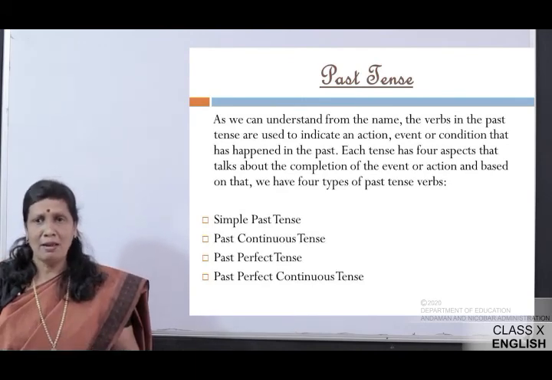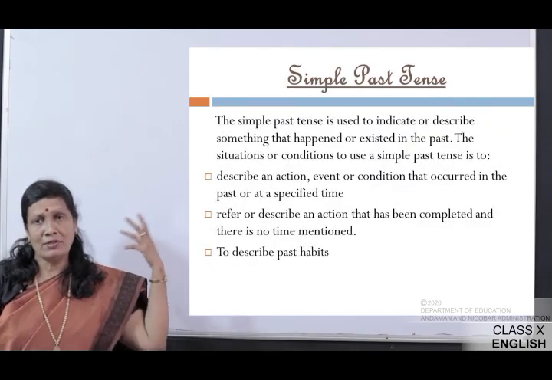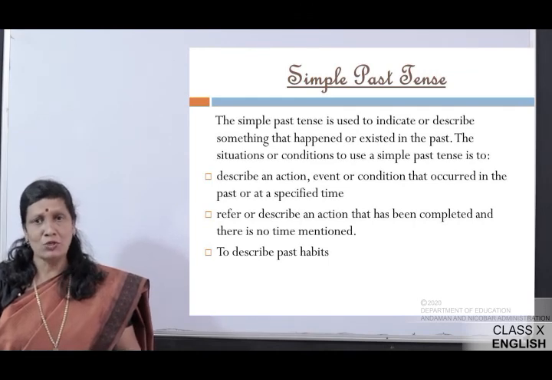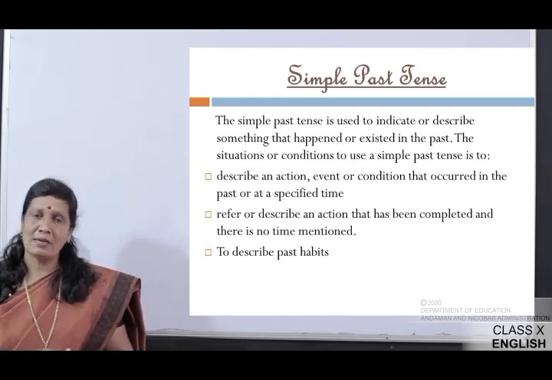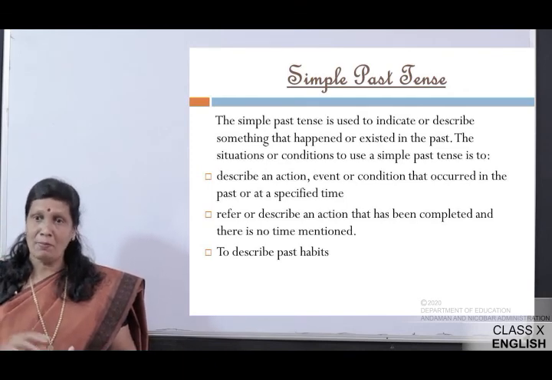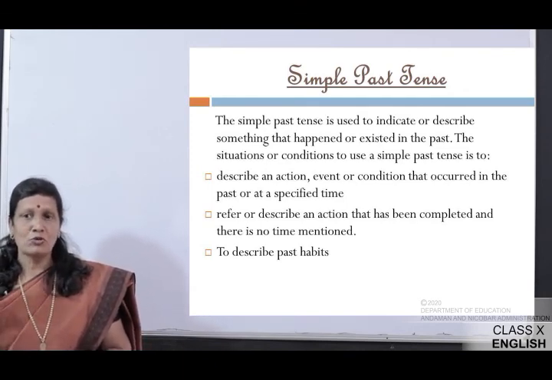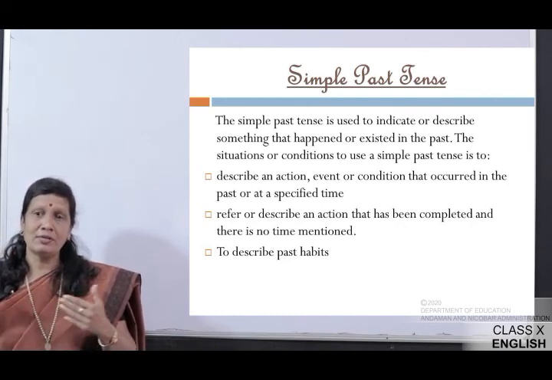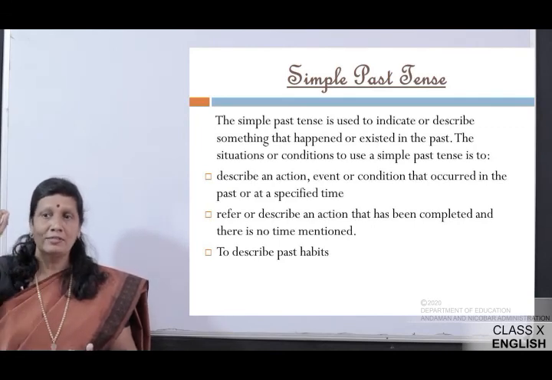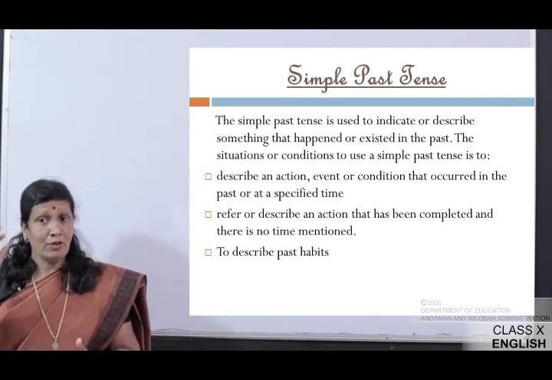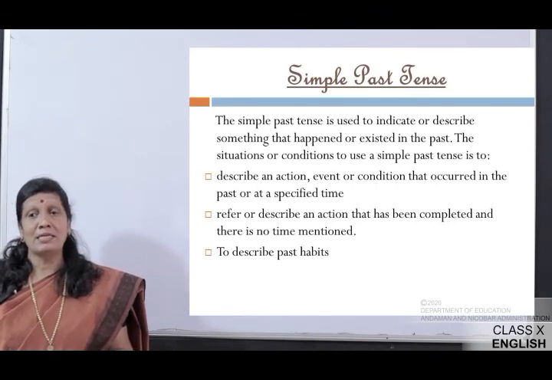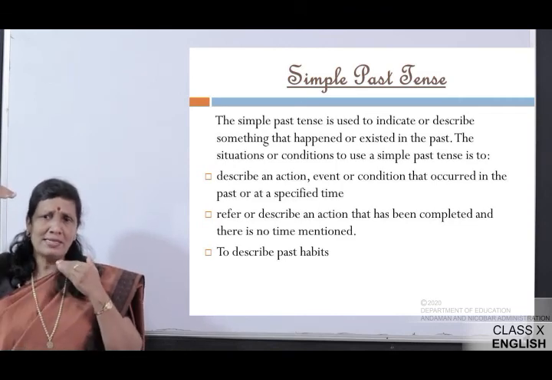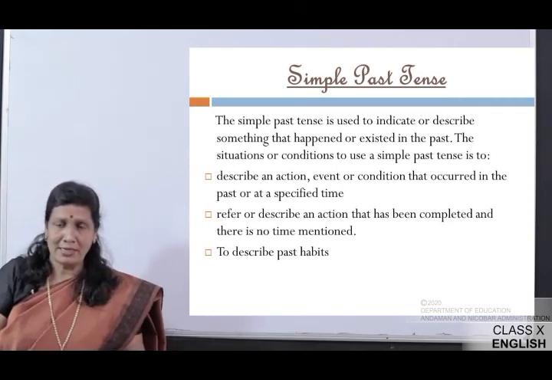Now let's look at the simple past tense. We try to look at the formula on the board right now. Now the simple past tense is used to indicate or describe something that happened or existed in the past. The situations or conditions to use a simple past tense is to describe an action, event or condition that occurred in the past or at a specific time. Refer or describe to an action that has been completed and there is no time mentioned. Okay, the time is not mentioned, but it says that some action was completed in the past.